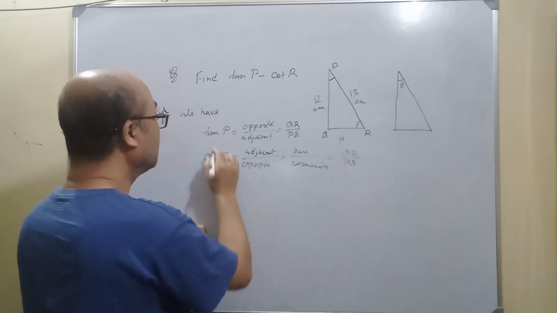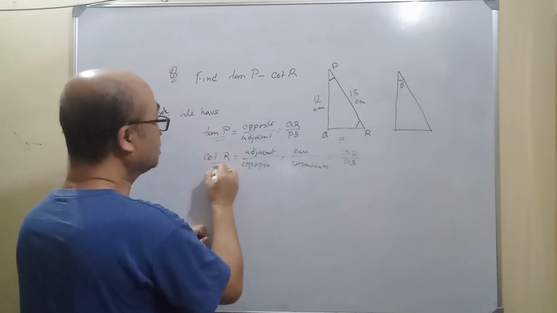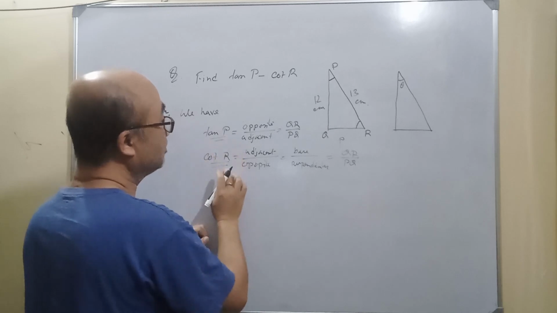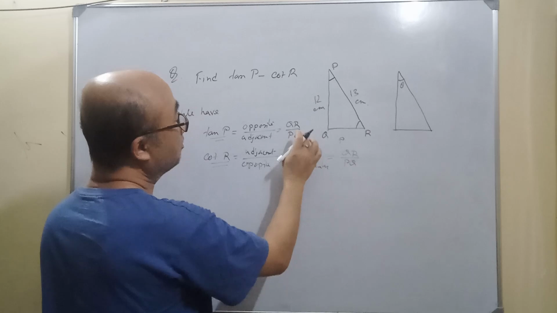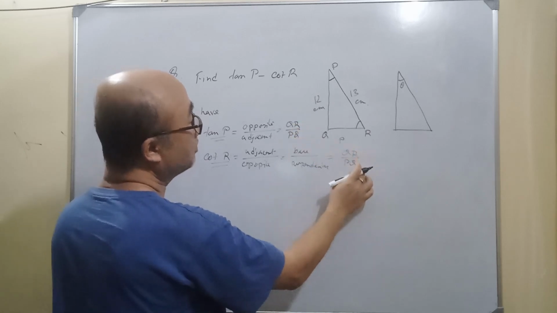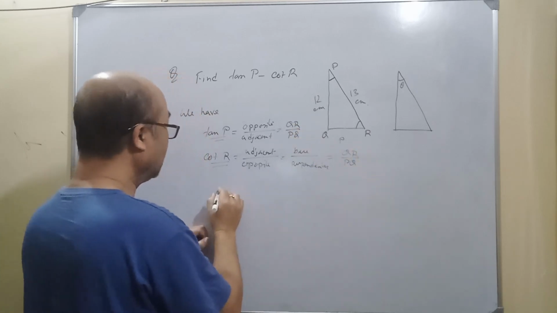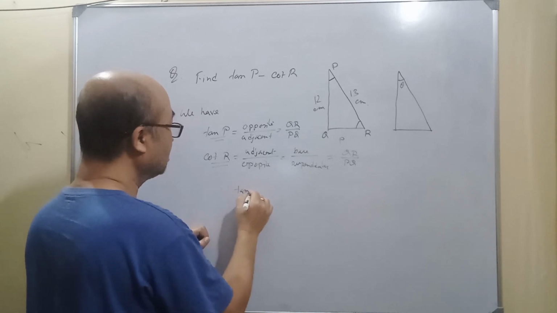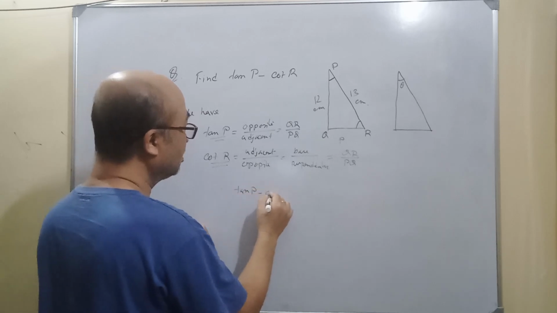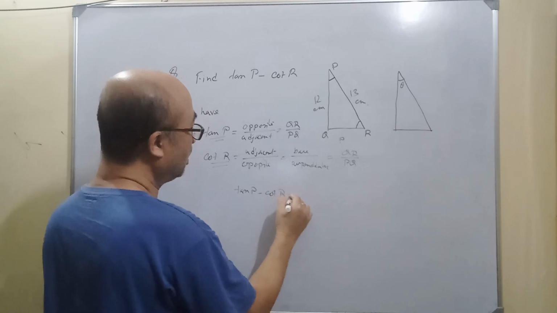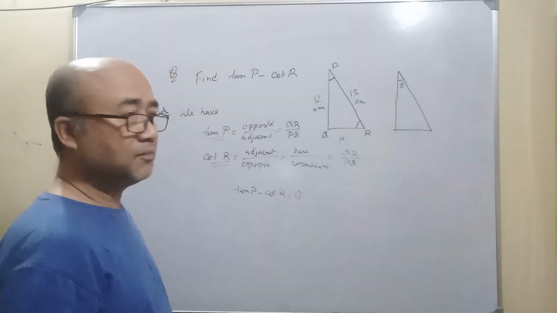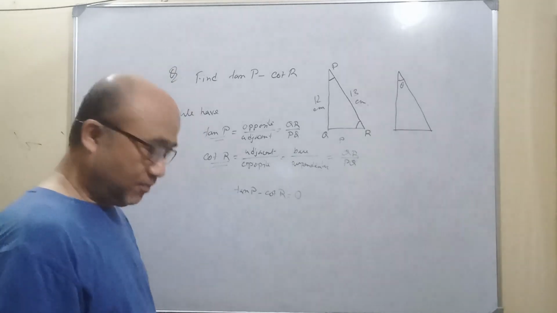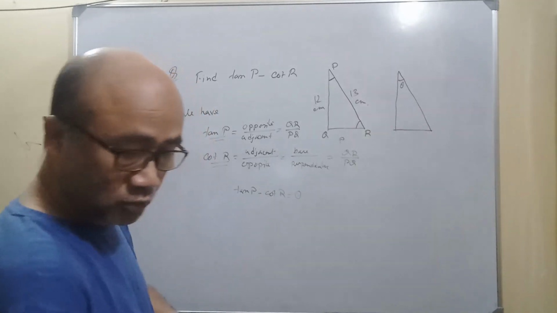So we have tan P and cot R: QR by PQ and QR by PQ. Both are equal. Hence, tan P minus cot R is equal to 0. By the way, there is another method to solve it.